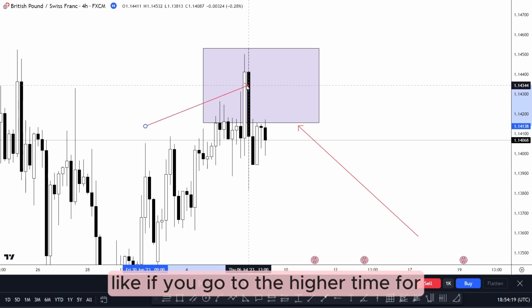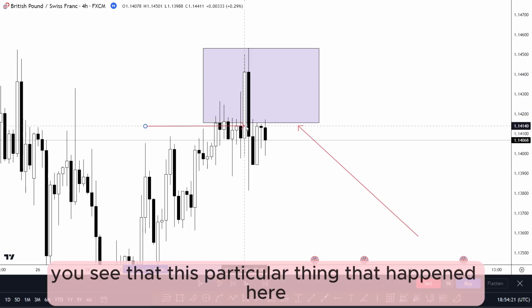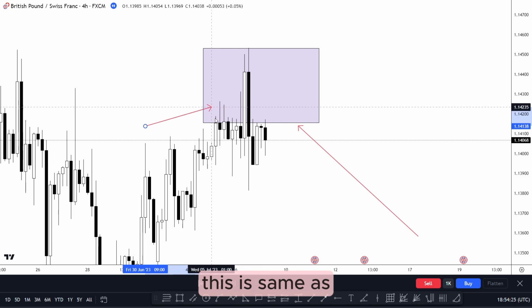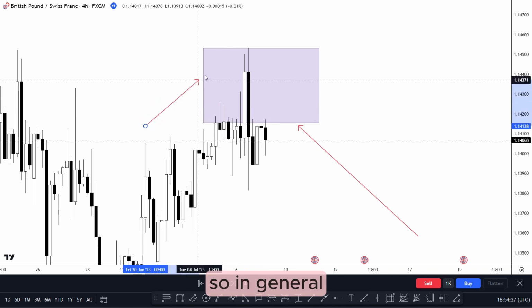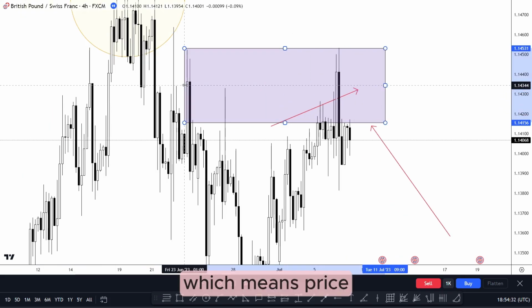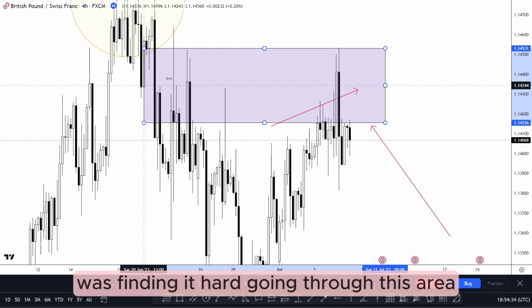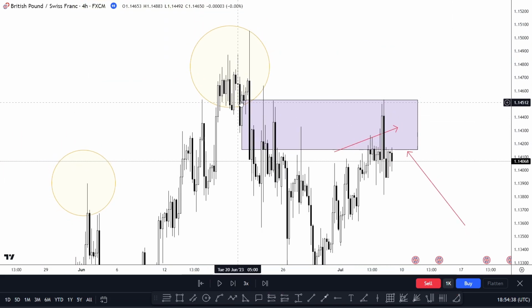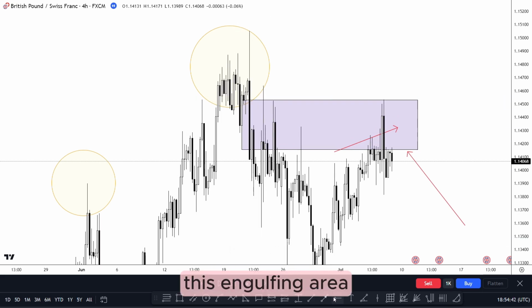If you go to the higher time frame, you'll see that this particular thing that happened here is also a rejection. This is the same as this, the same as this, and the same as this. So in general, this whole price level was rejected, which means price was finding it hard going through this area. Another thing to take note of was this engulfing candle sitting above here, this engulfing area.